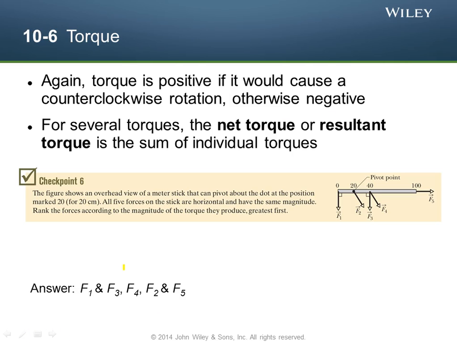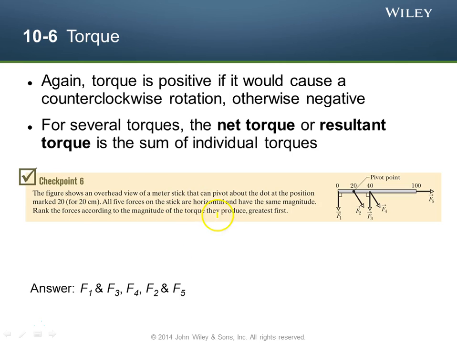Keep in mind that torque is positive if it would cause a counterclockwise rotation. Otherwise, if it causes a clockwise rotation, it is negative. And if we have many torques acting on an object, we can find a net torque, or a resulting torque, by summing all of the individual torques.